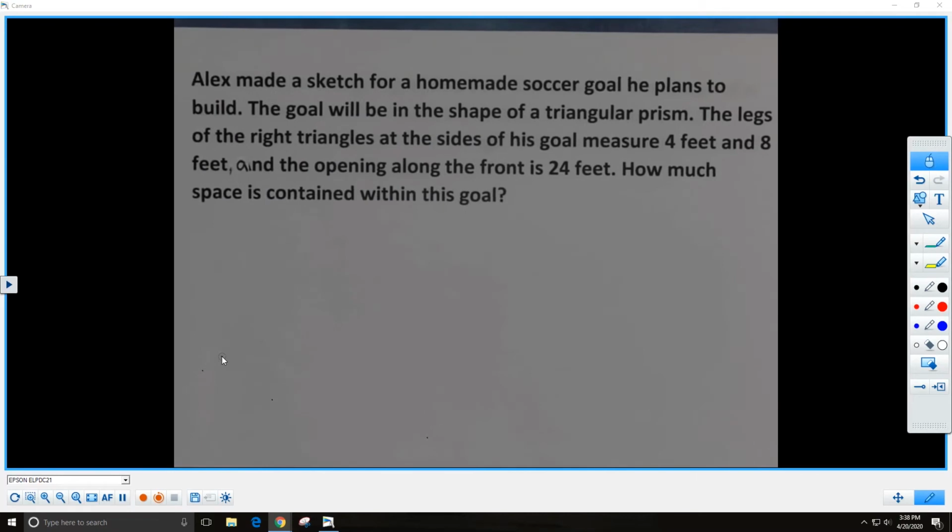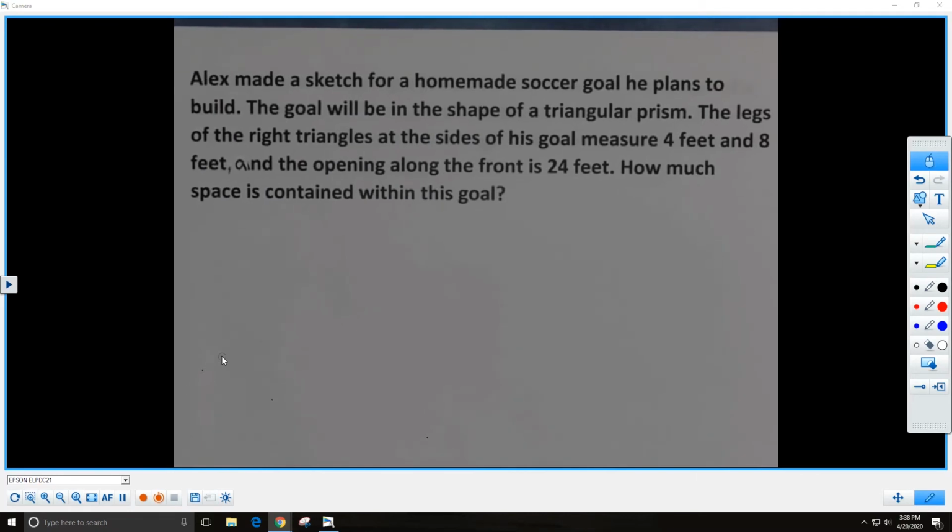Alex made a sketch for a homemade soccer goal he plans to build. The goal will be in the shape of a triangular prism. The legs of the right triangles at the sides of his goal measure 4 feet and 8 feet, and the opening along the front is 24 feet. How much space is contained within this goal? I'm going to give you a few seconds to think about and reread the problem so that you have all of the information in your head before we continue on.